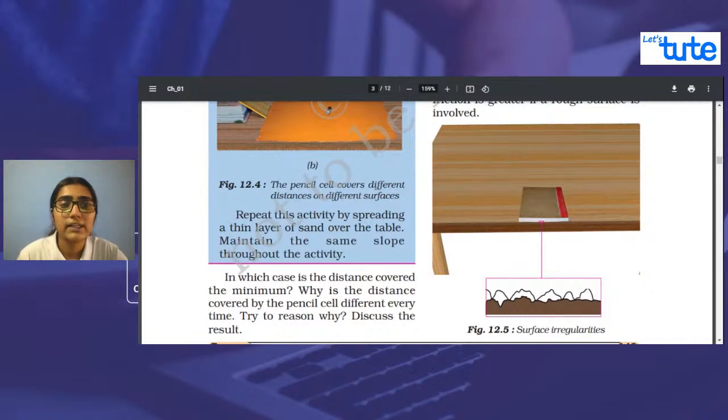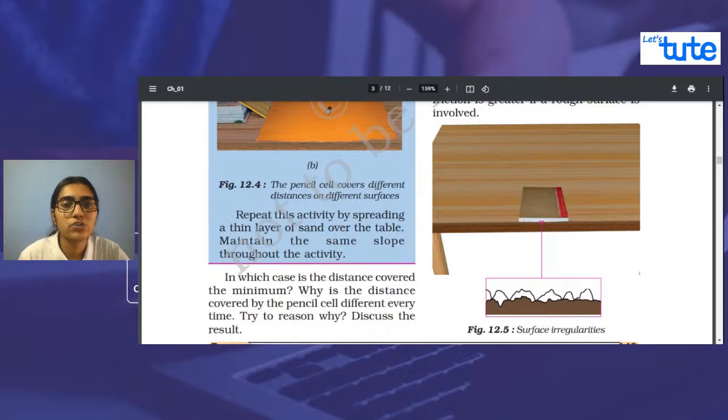This means that if you notice the surfaces, they have different ways of applying friction. If the surface is very, very uneven, then the friction is very high. But if the surface is very clean and smooth, then the friction is very less.